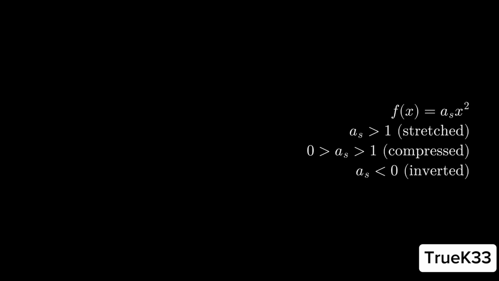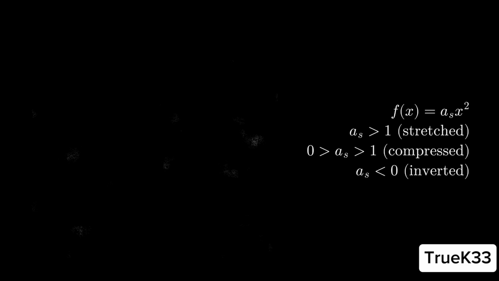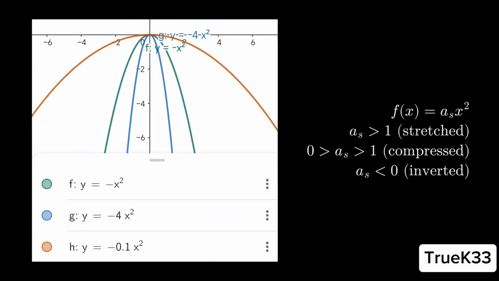Let's start with the first number, the a_s. This coefficient stretches the function in the vertical direction. If a_s is greater than 1, the graph is stretched, meaning it becomes taller. If the number is between 0 and 1, the graph is compressed, or squashed. And if the number is negative, all of these effects still happen, but the parabola also flips its direction.